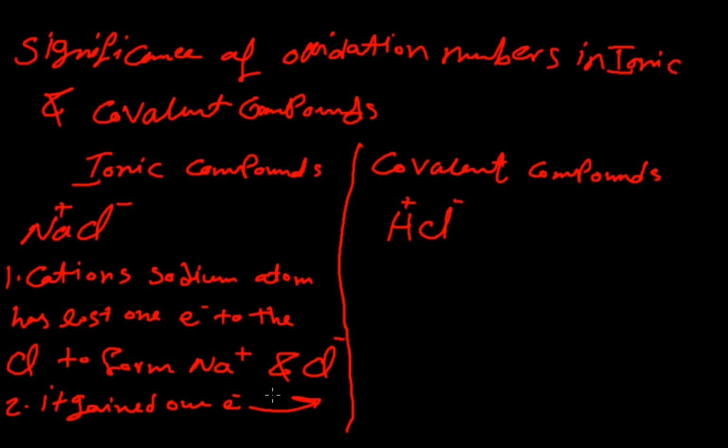So the significance of oxidation numbers in ionic compounds is that it explains how many electrons are lost or gained in the compound.